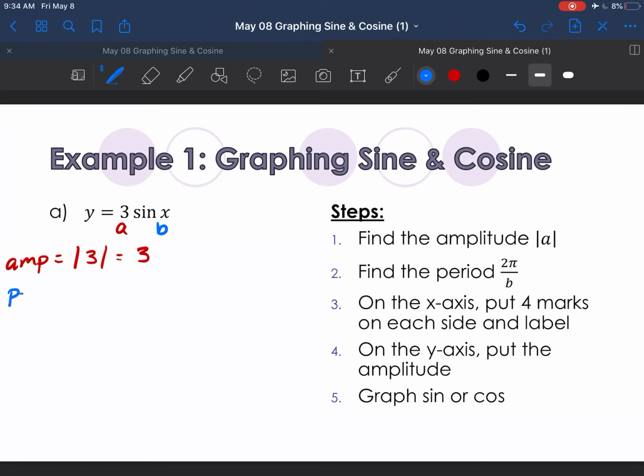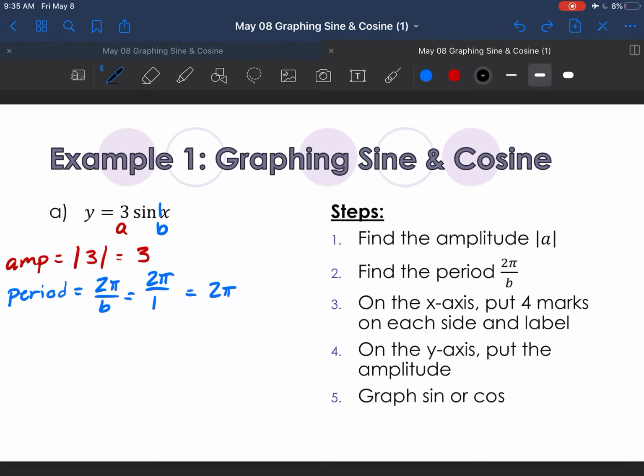The period, we're using the formula 2 pi over b. So when I plug in, well, what is b in this case? Well, there's no number in front of the x. So you have to assume that there's a 1, so we're going to be doing 2 pi over 1. Simplify that. When you divide, 2 divided by 1 is just 2. Okay. Now I'm going to draw the graphs. So that was step 1 and step 2.